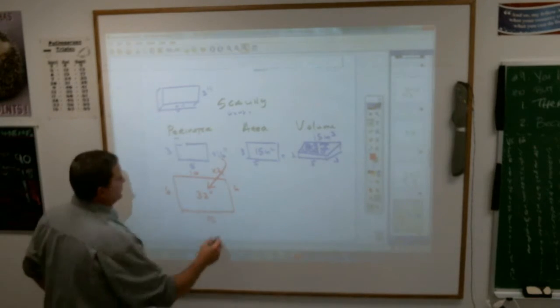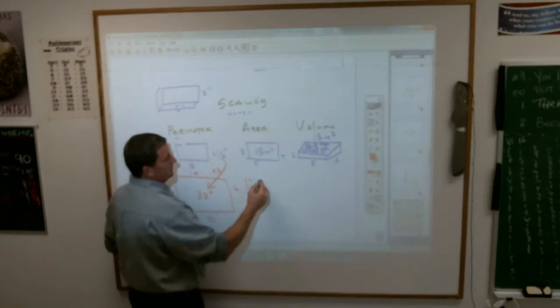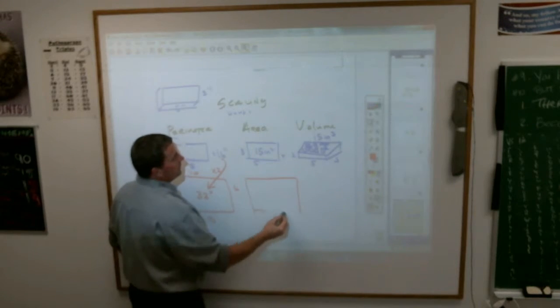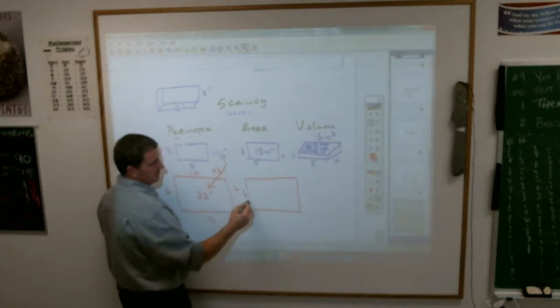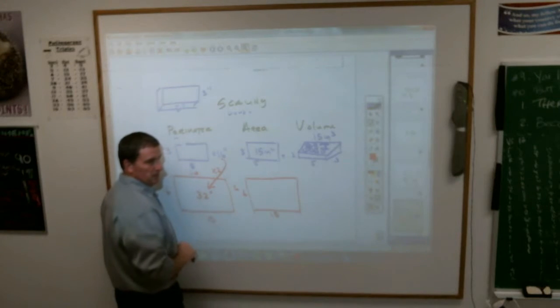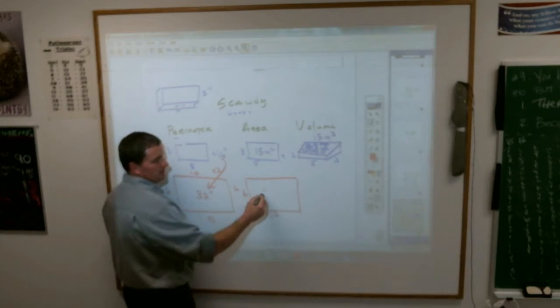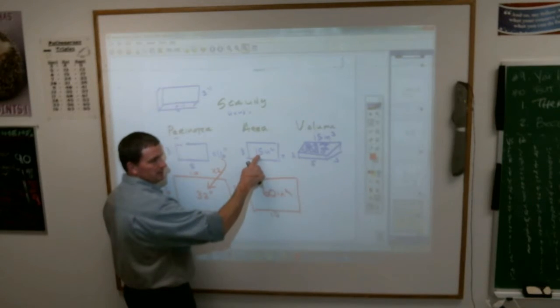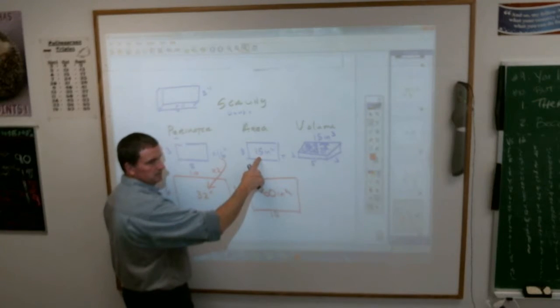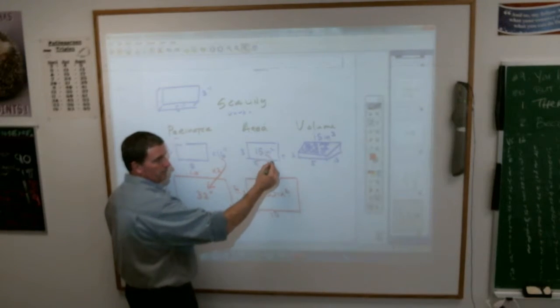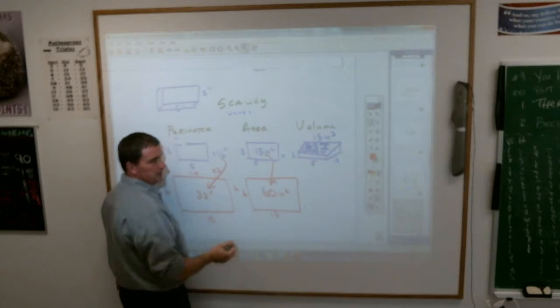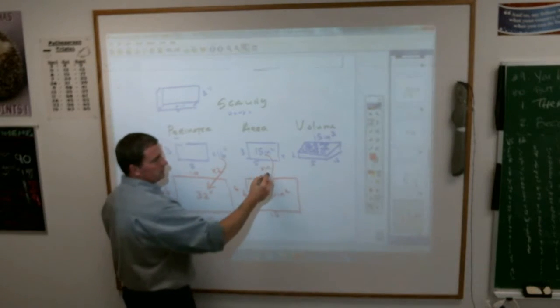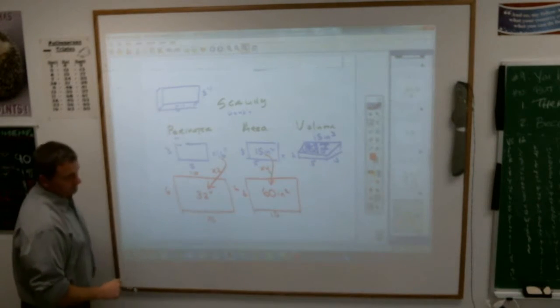But what about the area? The area of my new pizza, my 6 by 10 pizza, is 60 inches squared, which is not doubling. To go from 15 to 60, you have to do what? Quadruple, or times 4.